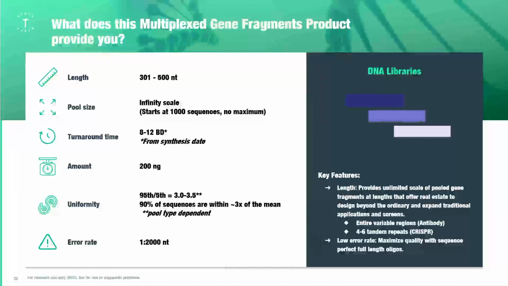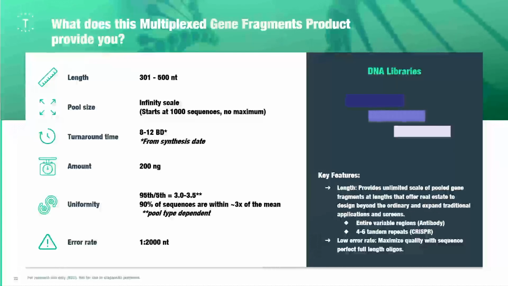So just to look a little bit at the spec, this is a really new product. It was only launched last month. We can take lengths of anything from 301 to 500 nucleotides. We do require constant flanks on the ends, 20 to 25 nucleotides on either end, to allow us to amplify and make these double-stranded.